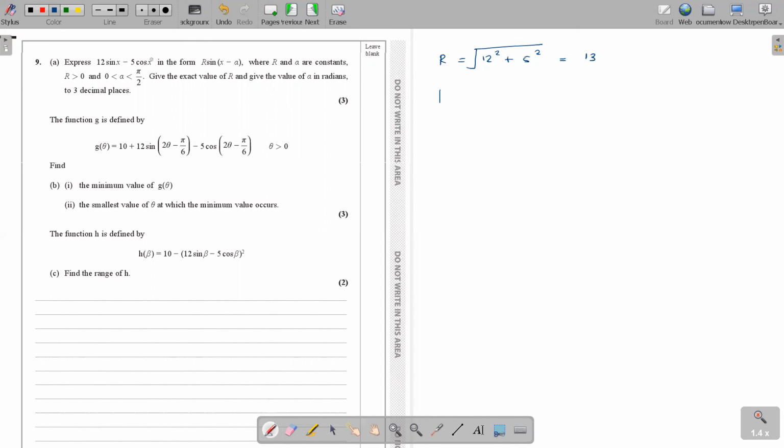So this is a sin x minus b cos x, so you could use tan alpha directly. This is appearing in the book. Tan alpha is b over a, and that equals 5 over 12, and then tan inverse, and you could get your alpha. That is the easiest way to get it. So it's directly a theory in your book.